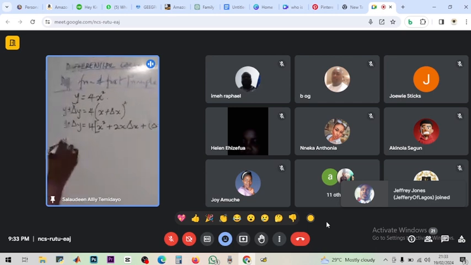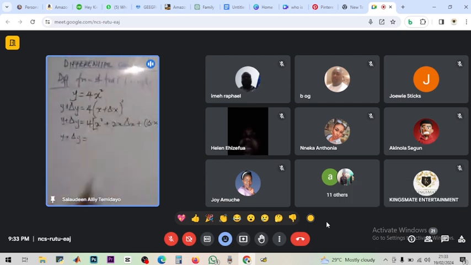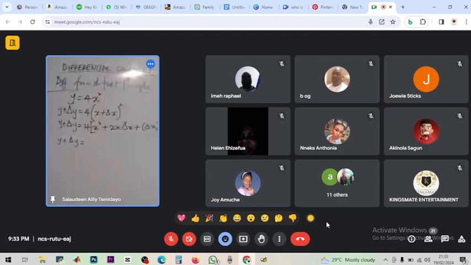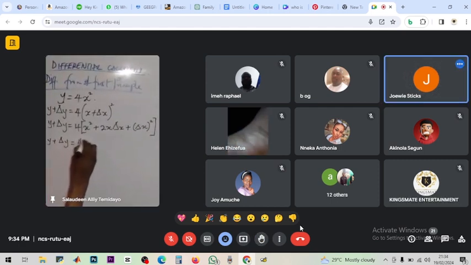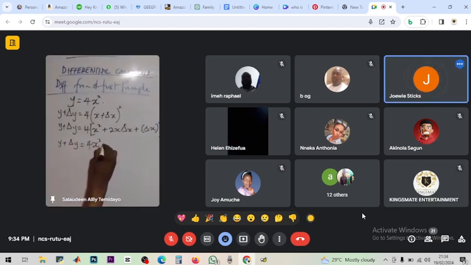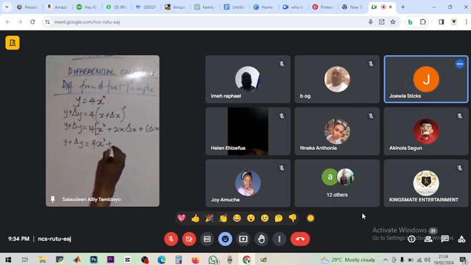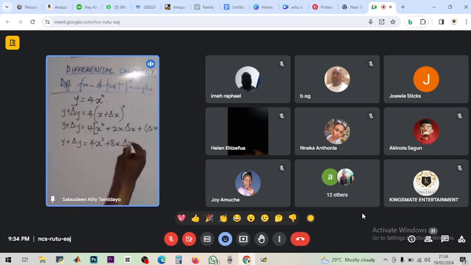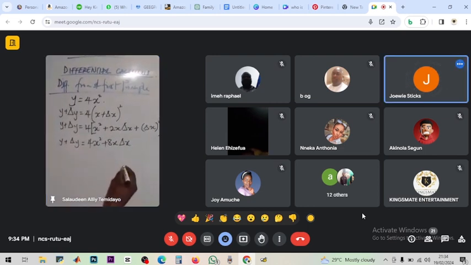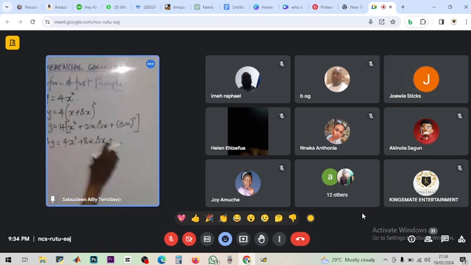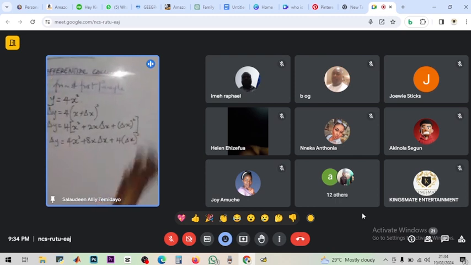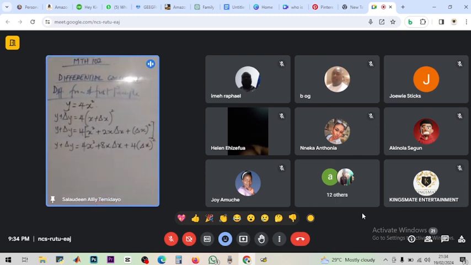So now, y plus dy equals, let's expand this bracket now. Is there anyone that can volunteer to go with me? So that is 4x squared plus 8x dx plus 4 delta x squared. Thank you very much. So we've expanded that. That is very good.